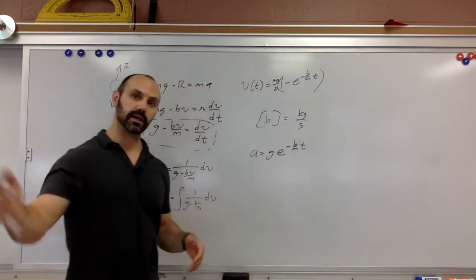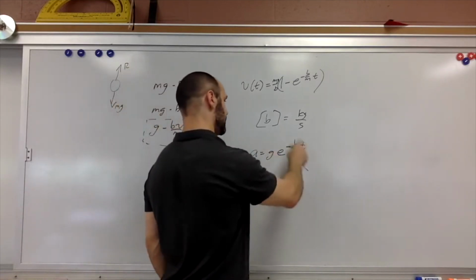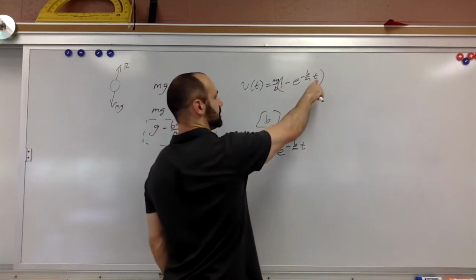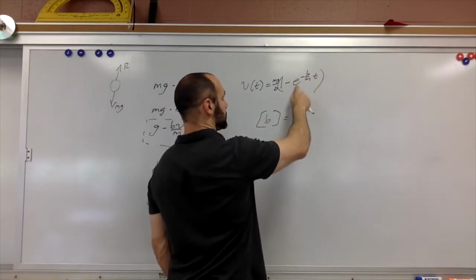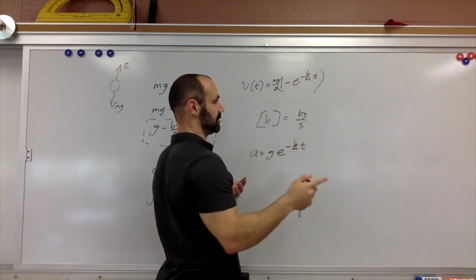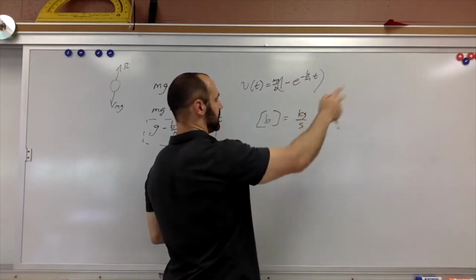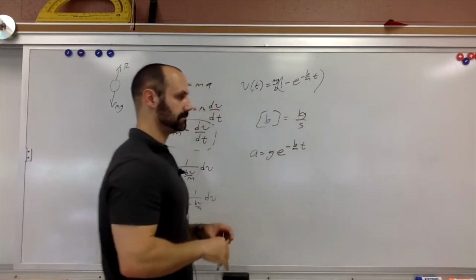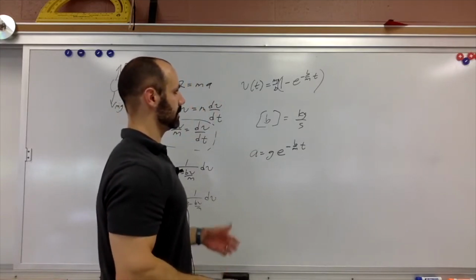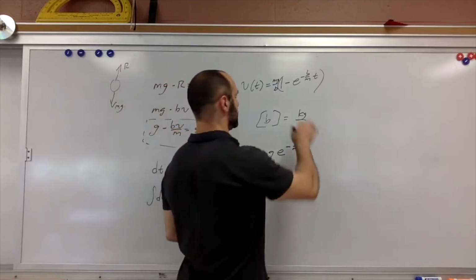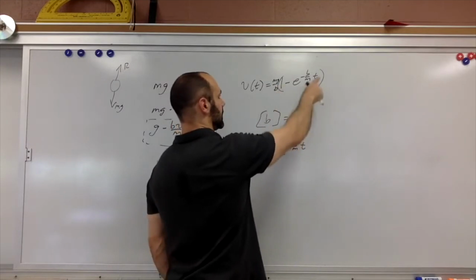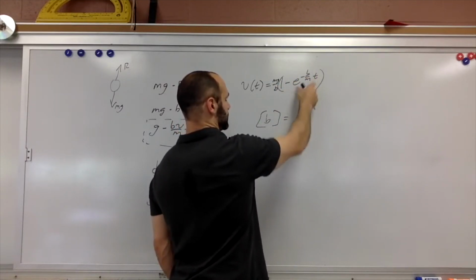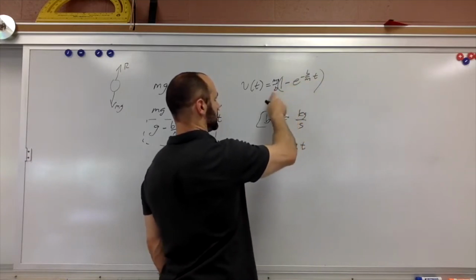But then as time goes on, this whole thing gets smaller and smaller. At initial time, this is 1, so v starts off at 0. That makes sense. The initial velocity is 0. But as time goes on, the velocity is going to reach a certain maximum velocity, which is mg over b, because this whole thing on the inside is getting closer to 1. As this goes to 0, this gets closer to 1.